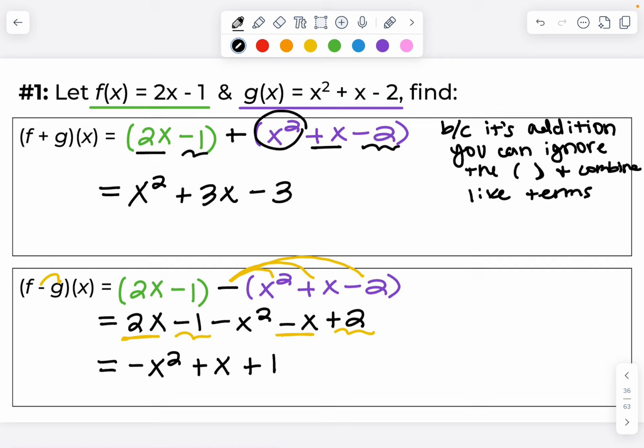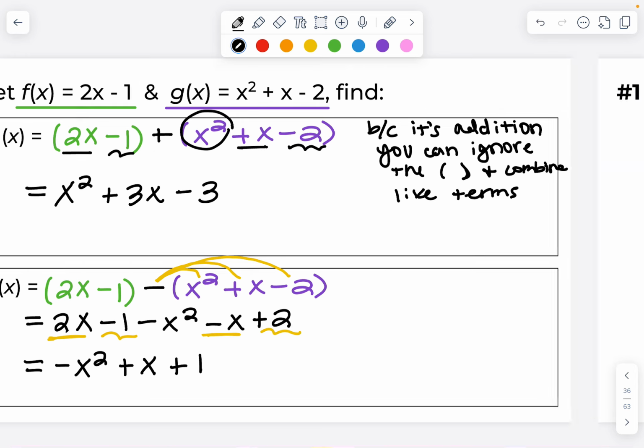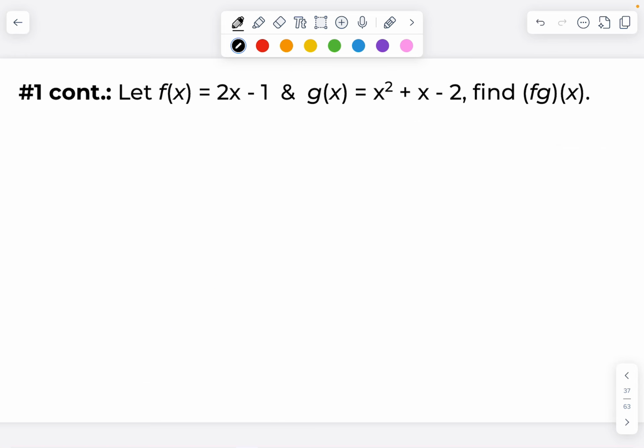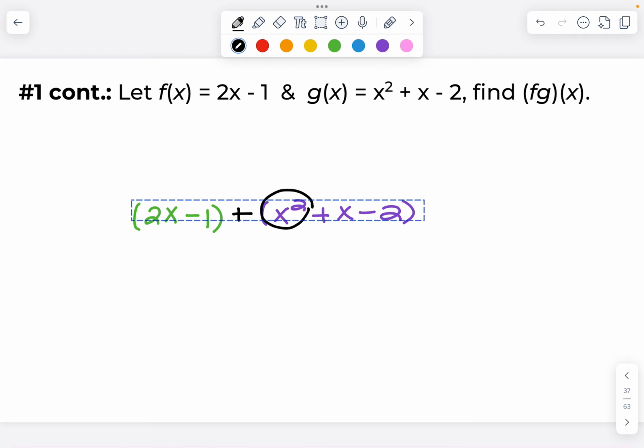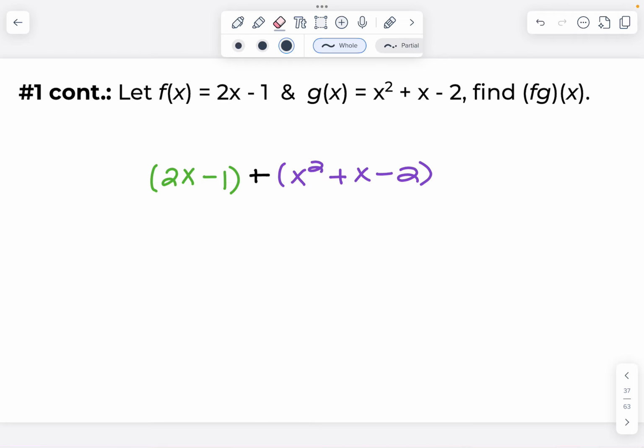So again, f plus g is not too bad. F minus g levels it up one step because we have to distribute that negative, but it's very similar in the process here. So let's do multiplication now. We're going to find f times g of x. So I'm going to copy and paste this over and then do a little moving.